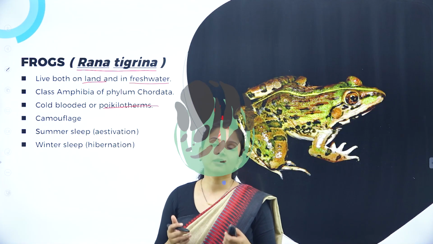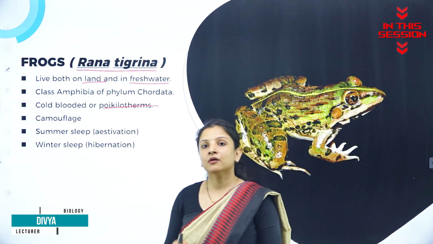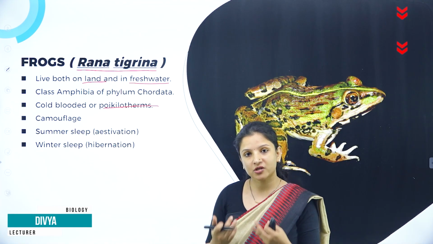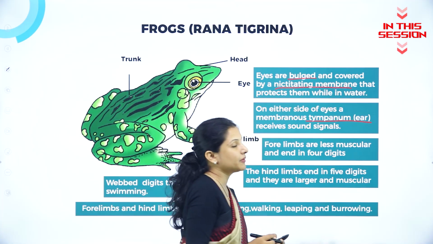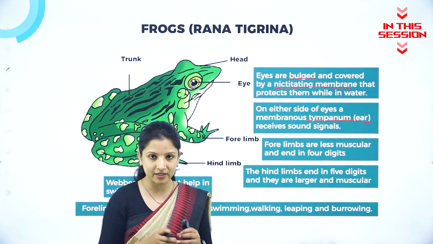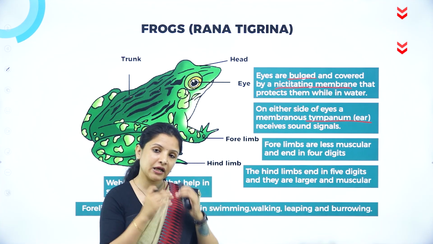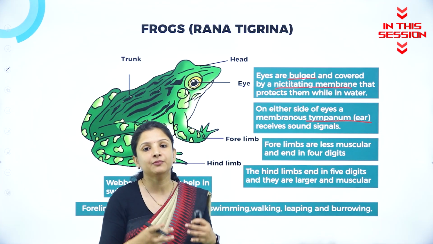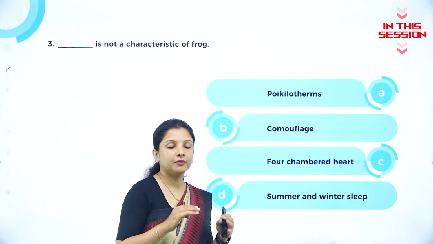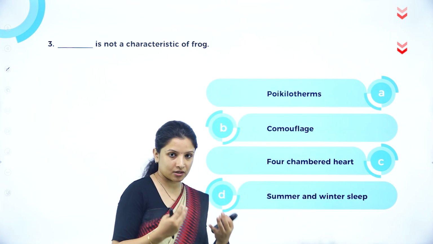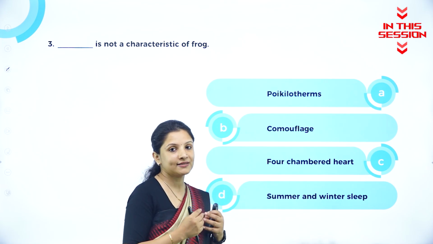Poikilotherms means they are not capable of regulating their body temperature, meaning whatever the external temperature is, their body temperature also tends to change according to the external temperature. Tympanum are nothing but internal ear openings, and the main function of the tympanum is to help the frog to receive sound signals. Frogs have the capability of mimicking the external environment, which is called camouflaging.